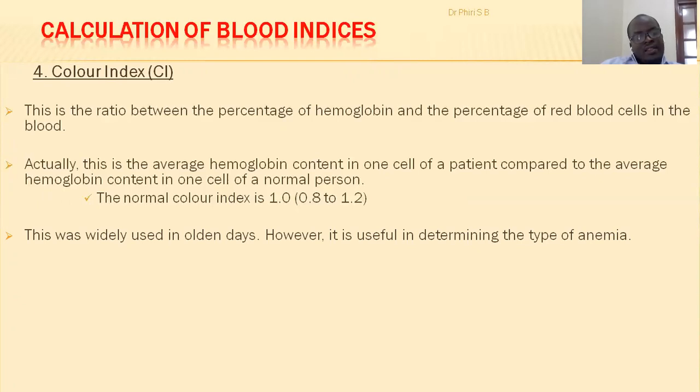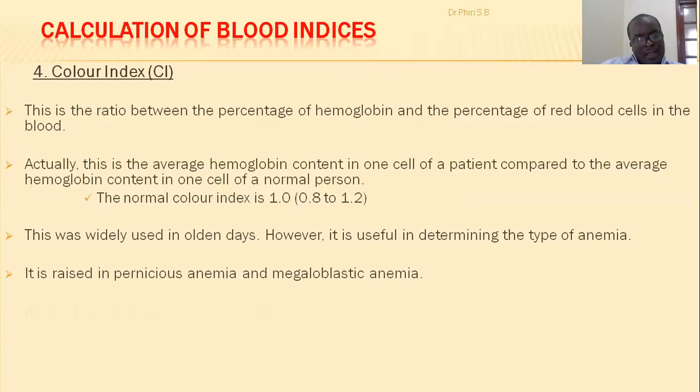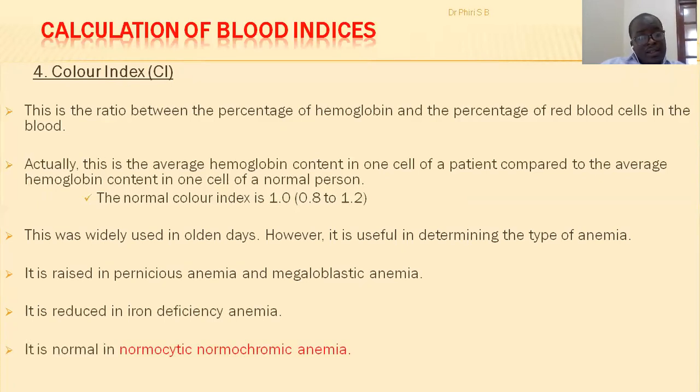So the color index was widely used in the olden days. However, it is still useful in determining the type of anemia. We can tell the type of anemia by looking at the color index. It is raised in pernicious anemia and megaloblastic anemia. In most cases it is reduced in iron deficiency anemia. Then it is normal in normocytic, normochromic anemia.